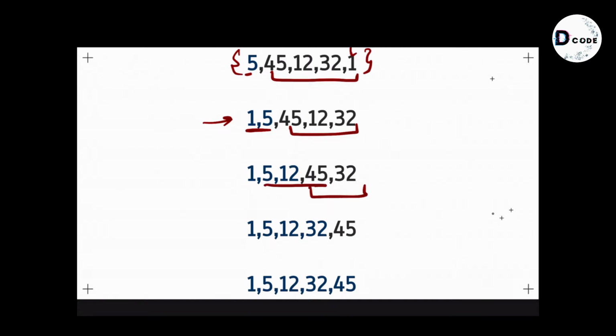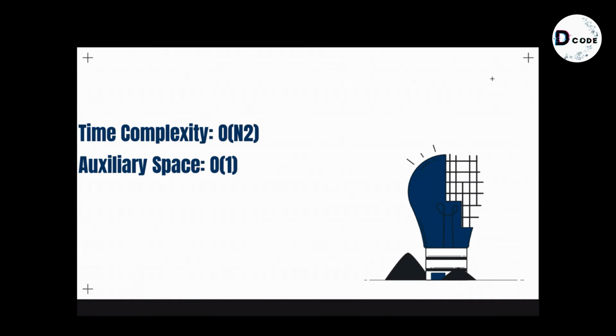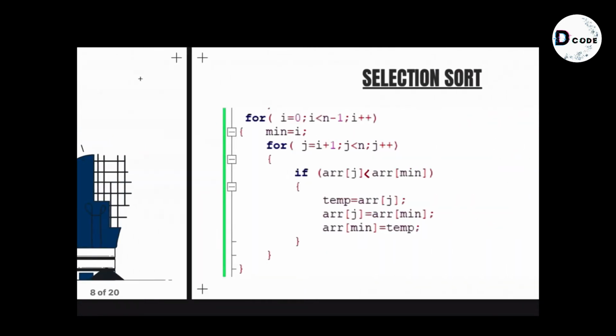From 45 and 32, it will again find the minimum element, which is 32. So 32 will be placed after 12 and before 45. So the final array will be 1, 5, 12, 32, 45, which is in ascending order. So the time complexity for selection sort is O of n square and space complexity is O of 1.